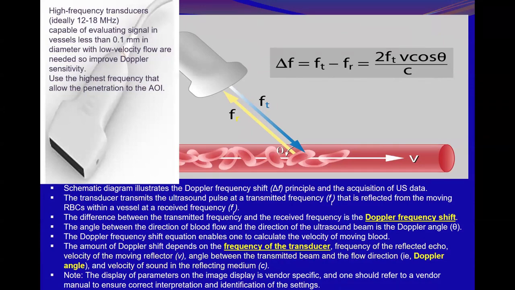So for Doppler, we need to have a high frequency transducer. Ideally, it is supposed to be 12 or 18. Why? Because this is capable of evaluating signal in vessels less than 0.1 in diameter and with low velocity, especially as we mentioned in the breast. So the higher the frequency, the better the Doppler sensitivity. So we need to use the highest frequency that allows penetration of the region of interest.